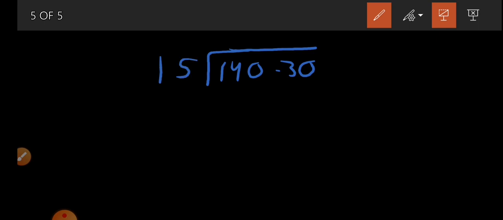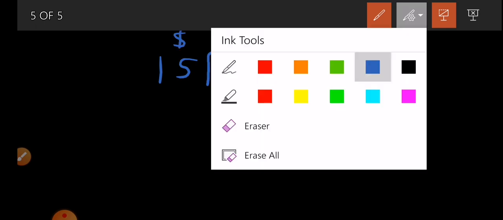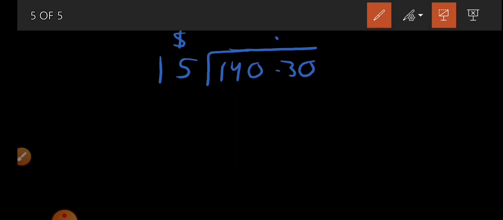I'm dividing by 15, and now I'm dividing money. I will put the decimal up and I will put the dollar sign. Let's start to make the division. 1 divide 15, can we? No, we cannot. We'll take with that the 4.